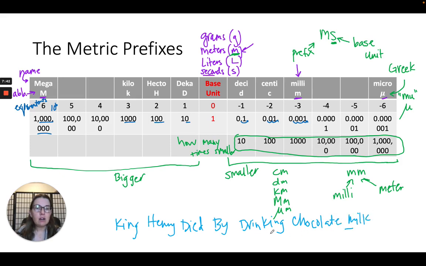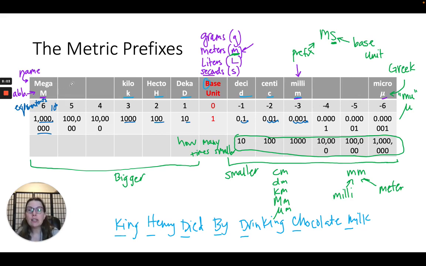Okay, so this acronym can help you remember at least the middle parts of the prefixes. So K, king, is for kilo. So King Henry died by, for the base, drinking chocolate milk. This doesn't include the micro and the mega, but we do use the micro and the mega.